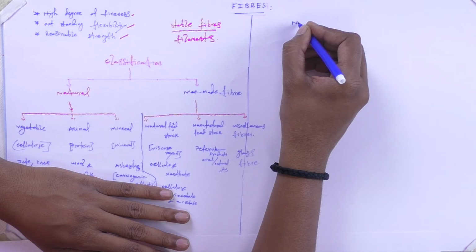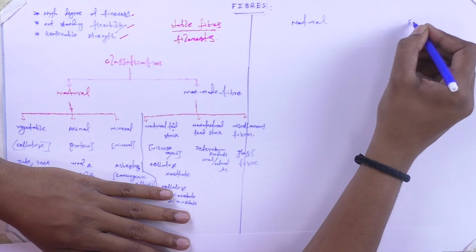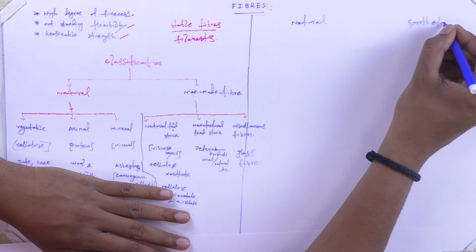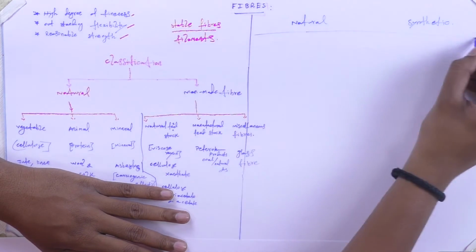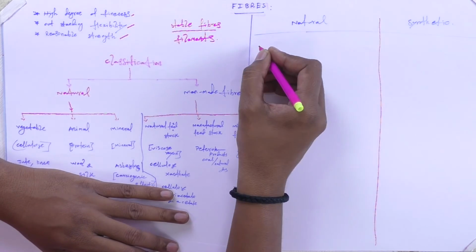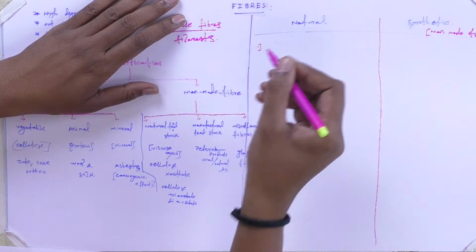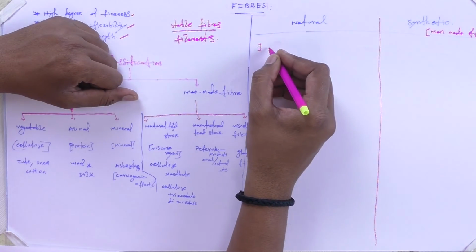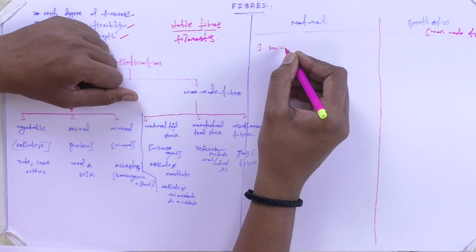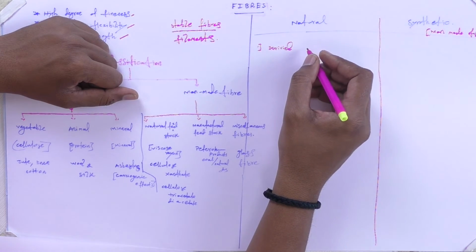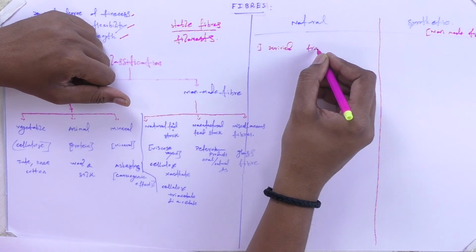So now we are going to discuss the difference between the natural fiber and the man-made fiber. We create two columns here. One is natural fiber and the other one is synthetic or man-made fiber. Okay, what is the difference between natural fiber and synthetic fiber? Natural fiber is derived from nature. The first point is it is derived, taken, or obtained from nature.